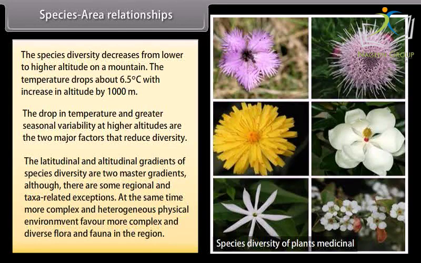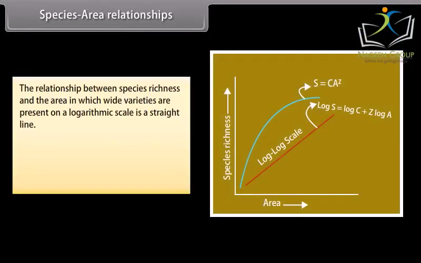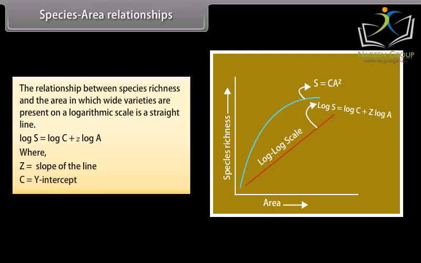At the same time, more complex and heterogeneous physical environment favor more complex and diverse flora and fauna in the region. The relationship between species richness and the area in which wide varieties are present on a logarithmic scale is a straight line given below. log S = log C + Z log A. Z is slope of the line. C is y-intercept.